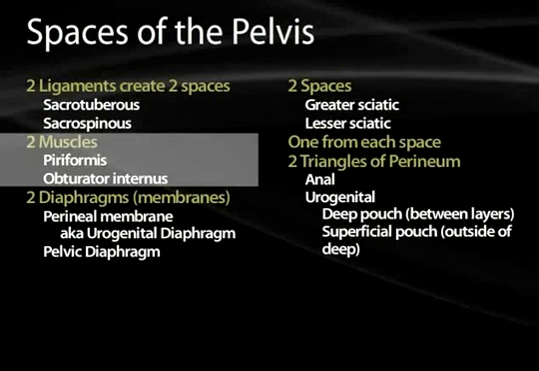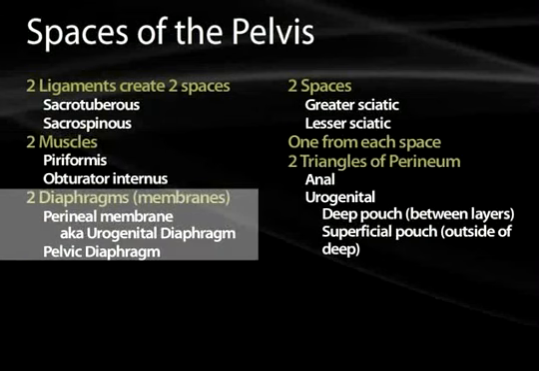Then we have two muscles that make the wall of the pelvis, which will be the lateral and posterior wall, one from each of those spaces. First, there's the piriformis that will run through the greater sciatic foramen, and there's the obturator internus, which will exit through the lesser sciatic foramen. Those will form the lateral walls of the pelvis.